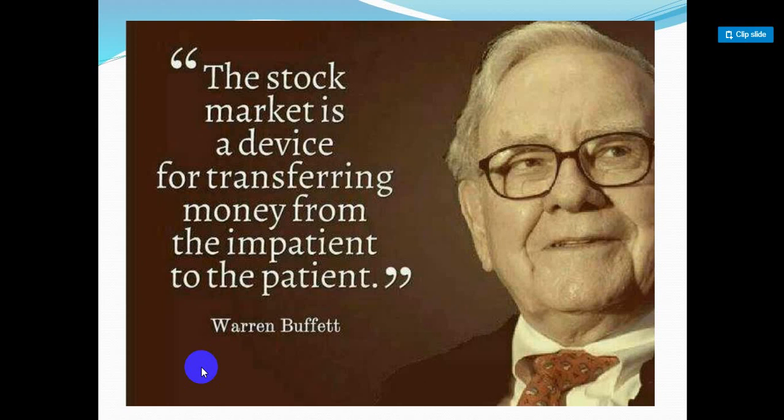The stock market is a device for transferring money from the impatient to the patient.